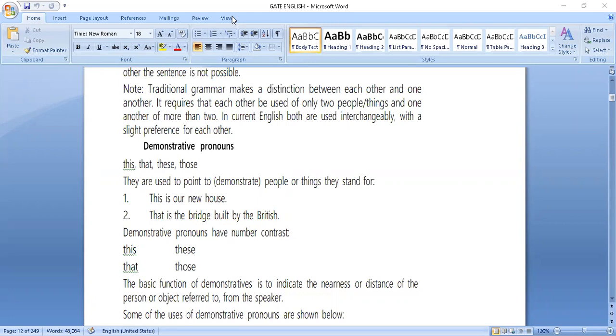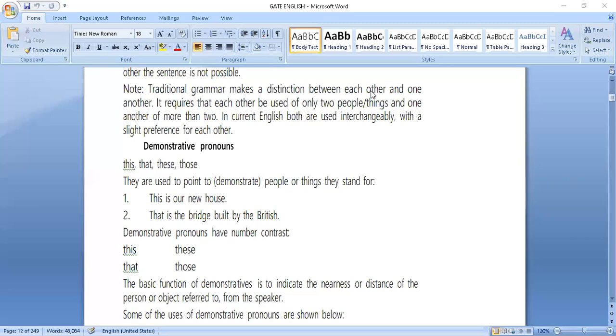Those people play Antakshari. Okay. Next. Those are my books. Very good. Next. I remember those days, says the old man. Is it correct? Yes, ma'am.